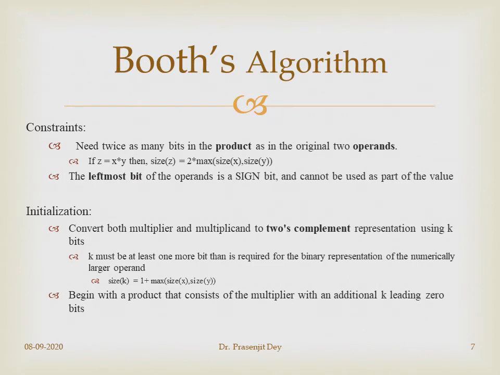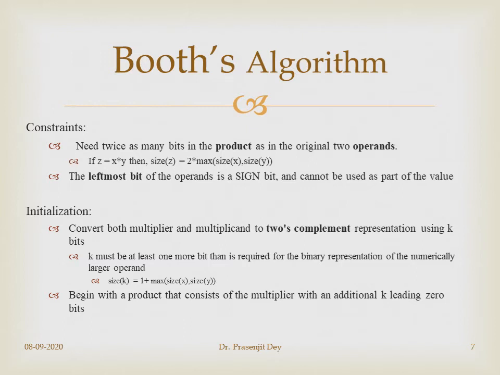Now let us explain Booth's algorithm. Booth's algorithm is the main algorithm performed in a computer system for binary multiplication. Booth's algorithm follows a few constraints. The first constraint is that the product register, which stores the final product of the multiplication, should be twice the size of the larger operand.